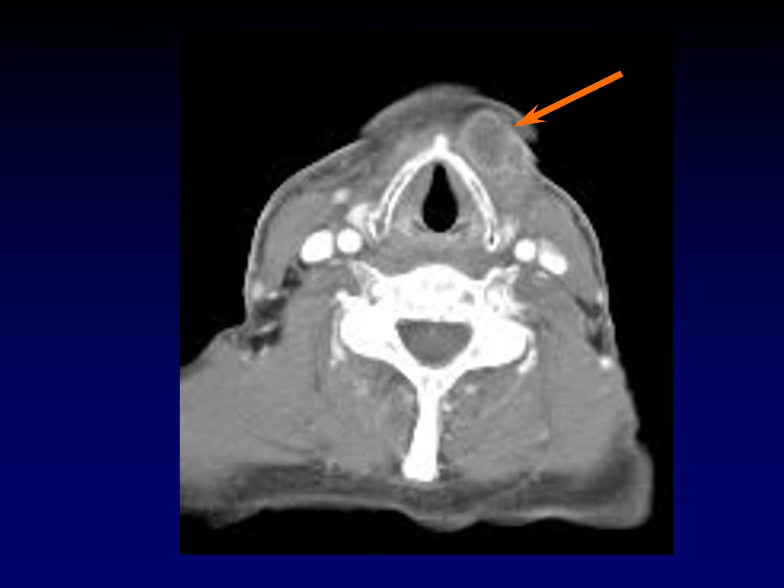Here's a lymph node in the previsceral space. Here are the strap muscles. It's anterior to the strap muscles. It's medial to the carotid artery. These are the previsceral lymph nodes, sometimes called Delphian nodes, some of them. And this is considered level 6.